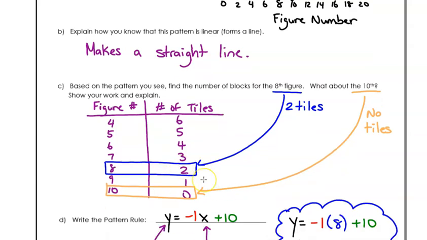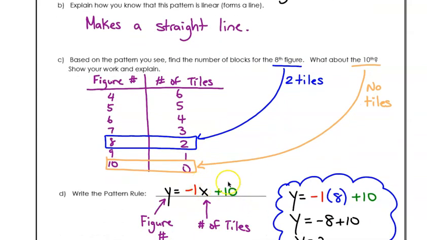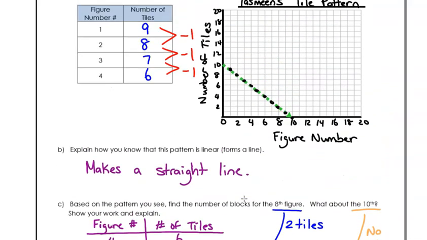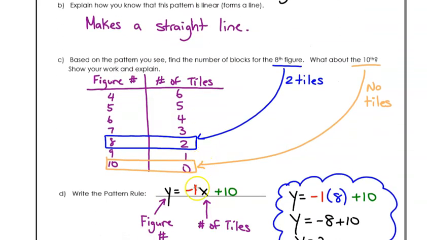Okay, now again, that hard part is the pattern rule. This is the name of the line of best fit. It shows you the pattern of how to find the dots that make up the line of best fit. So what you're going to do is take this -1 number. That is our rate of change. It always goes right beside the independent variable and they're going to multiply each other. In this case, that's the number of tiles.